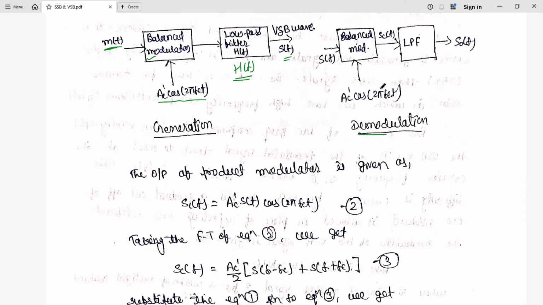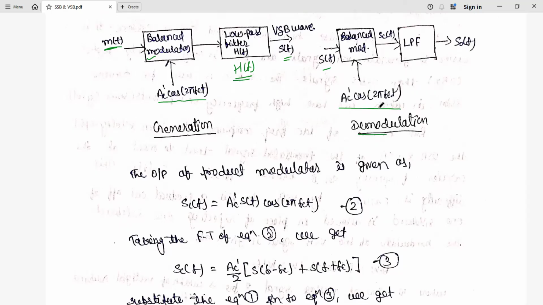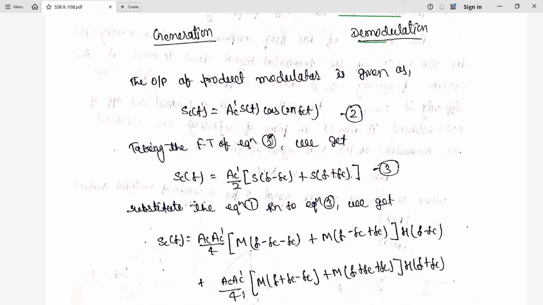In demodulation, this modulated wave is again given to a balanced modulator, which acts as the synchronous detector, and the same carrier signal is given as input. Finally this demodulated signal, like in the case of DSBSC, passes through a low pass filter. This low pass filter is a simple filter which allows only low frequencies to pass, but H(f) is very important when you design this.